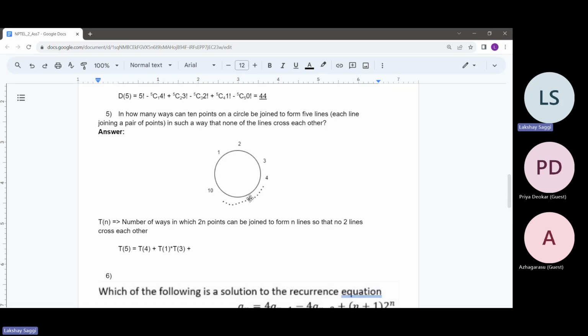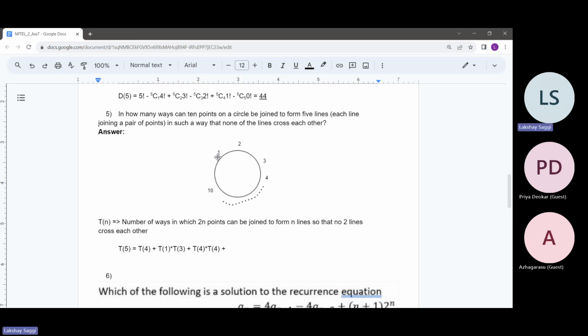With 1 and 6, if we pair up 1 with 6, we'll have 4 points on one side and 4 points on another, and these 4 points can be paired up in any manner possible in t of 4 times t of 4 ways. So it will be something like t of 4 times t of 4 when 1 is paired up with 6.